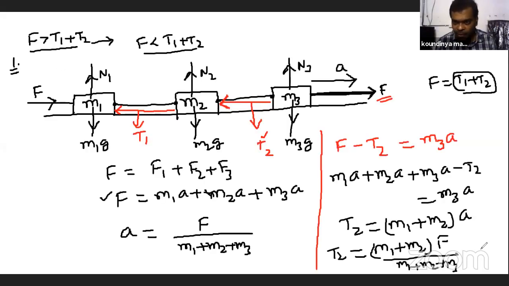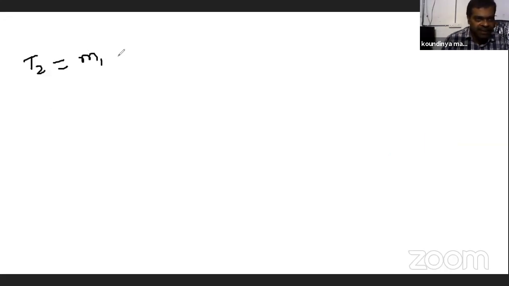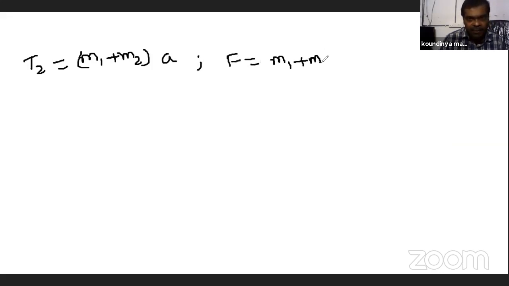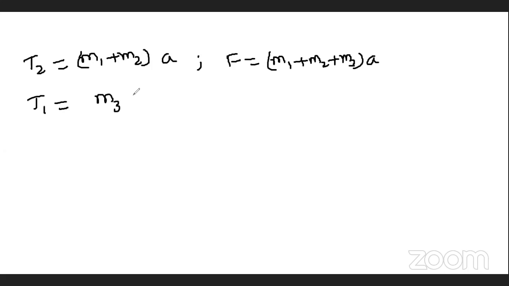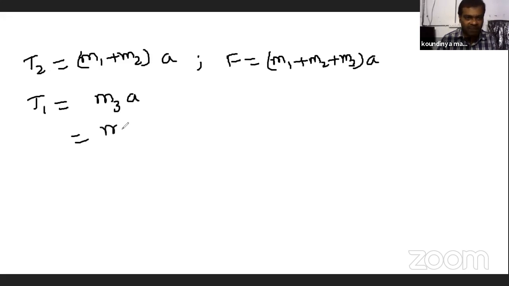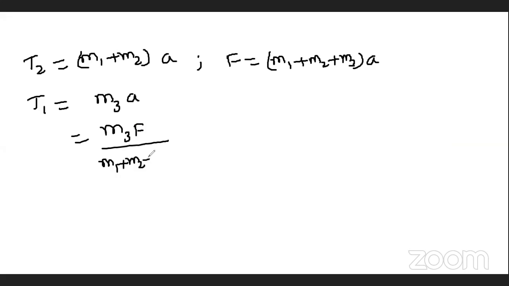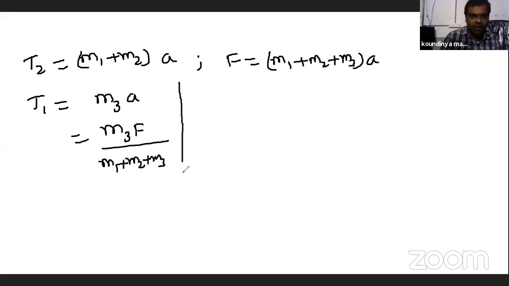T2 I got as M1 plus M2 into A. Right? Okay. And F is equal to M1 plus M2 plus M3 into A. Okay. Then what will be the value of T1? M3 into A, so M3A. Acceleration we will substitute, that is M3F by M1 plus M2 plus M3.